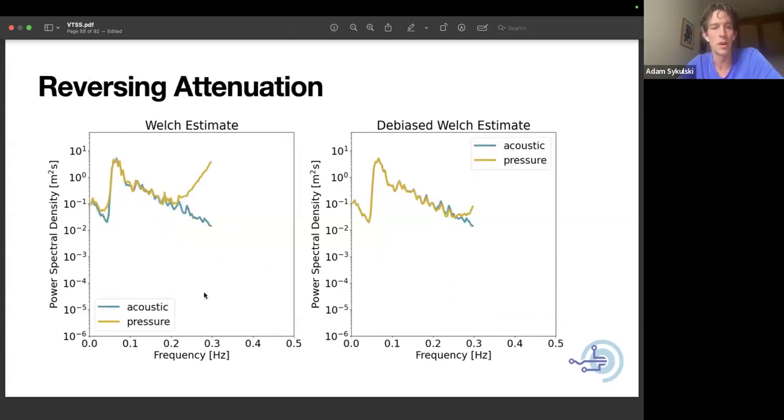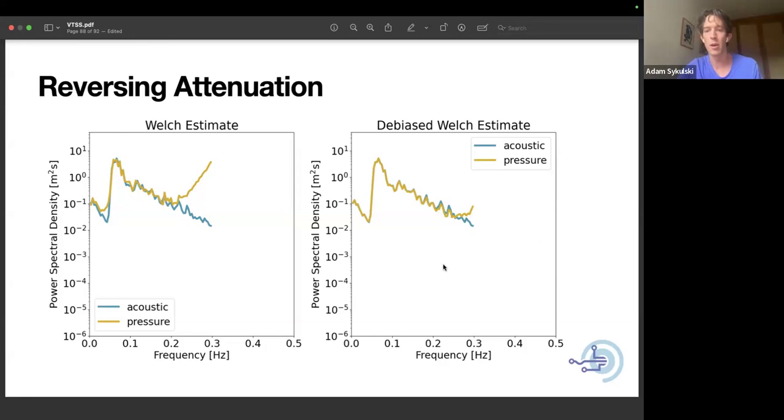And why is that useful? Well, if we reverse that attenuation and compare to the acoustic sensor, the more expensive data, then we see with Welch's estimate, when we reverse the attenuation, we actually go all wrong here in the 0.2 to 0.3 bin, where suddenly this bias is translating to an inflation in energy that shouldn't be there in power at these frequencies. But with the debiased Welch, we could go further, all the way to 0.3 hertz, and map these two together.